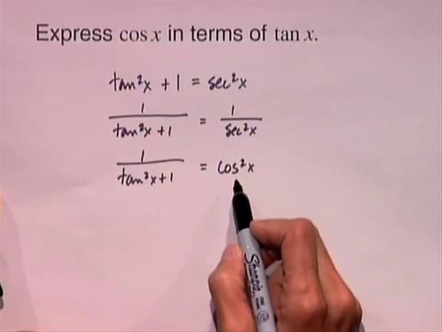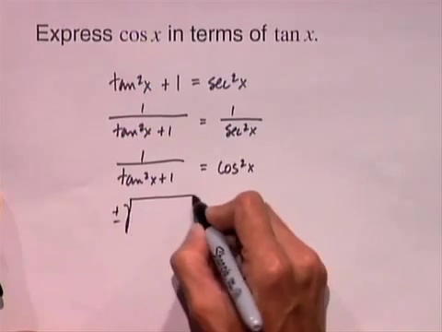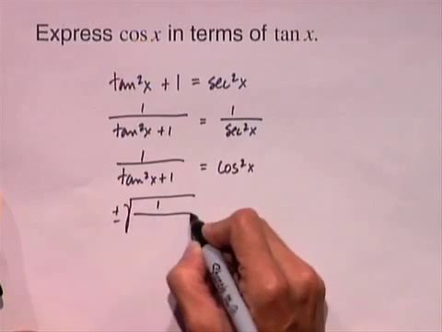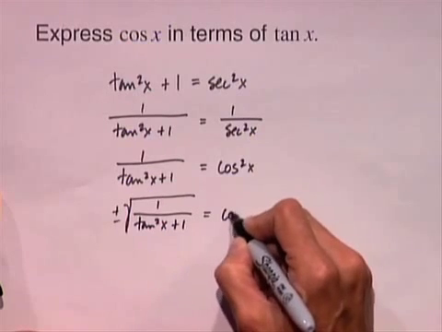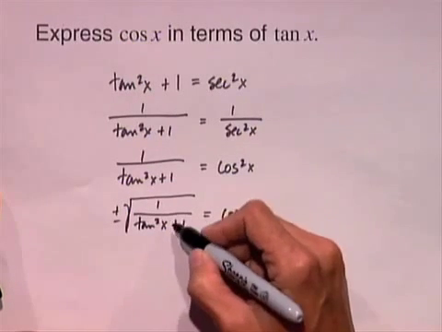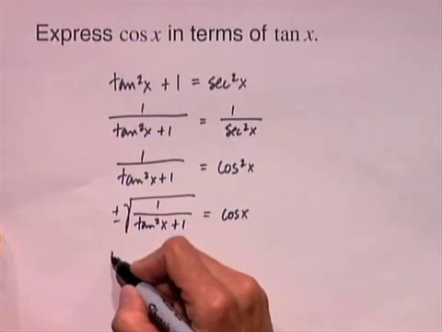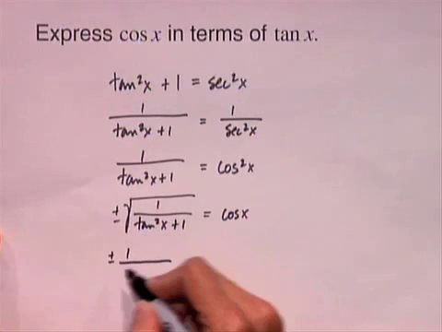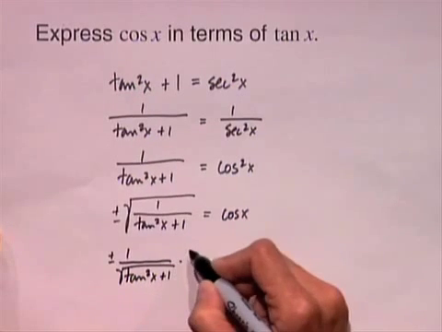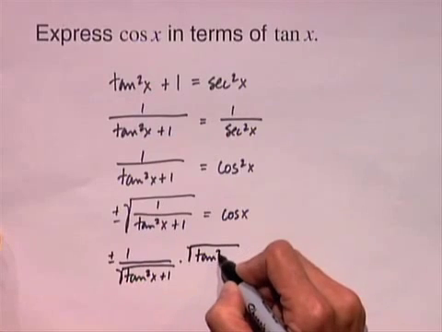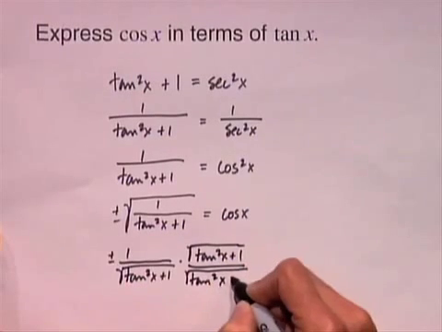So I do have cosine and tangent involved in this identity, but what I want is just cosine, not cosine squared. So I'm going to take the square root of each side using plus or minus. So plus or minus the square root of 1 over tan squared x plus 1 is cosine x. And I should probably go ahead and rationalize this denominator. The square root of 1 is 1, and so it is 1 over the square root of tan squared x plus 1. To rationalize the denominator, multiply the numerator and denominator by the square root of tan squared x plus 1.